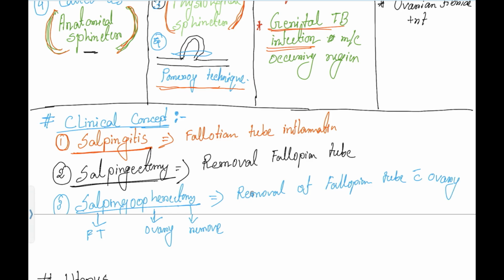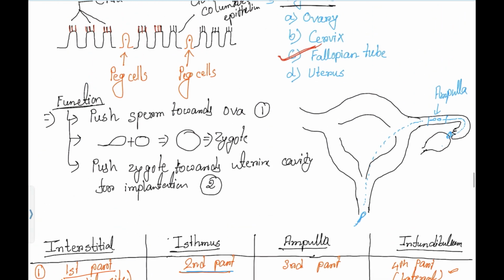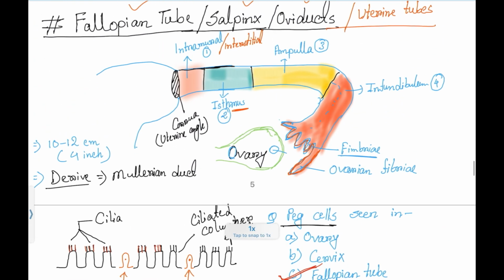So what clinical concepts will you remember? Salpingitis, that is inflammation of the fallopian tube. Salpingectomy, that is removal of only the fallopian tube. Salpingo-oophorectomy means removal of both the fallopian tube and ovary. So that's all about the fallopian tube you need to remember from this session for your exam point of view.